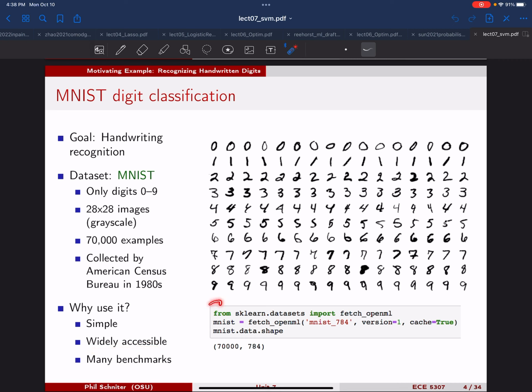So you can get this from the sklearn datasets using this fetch OpenML, and you can then print the shape. You can see there's 70,000 examples of 784, which is basically 28 by 28, 28 times 28.